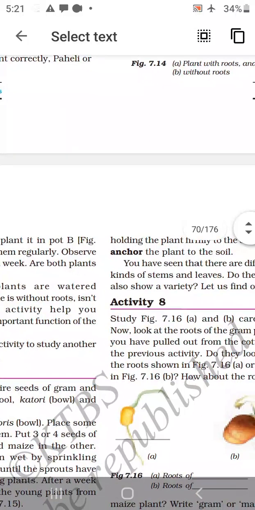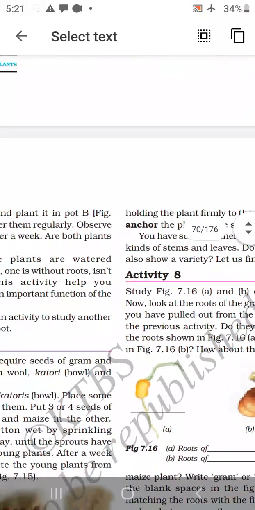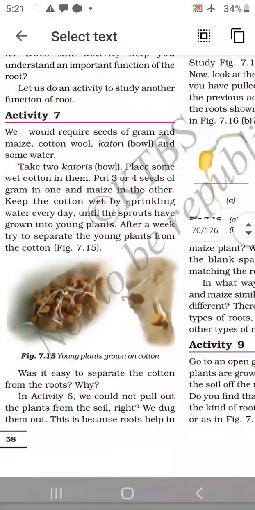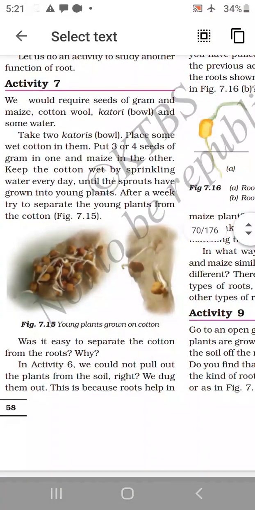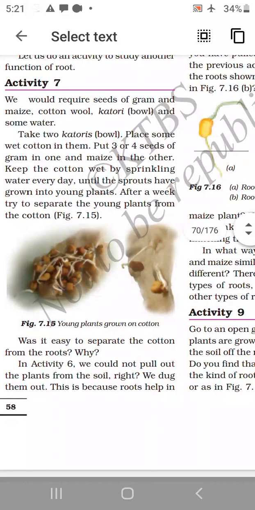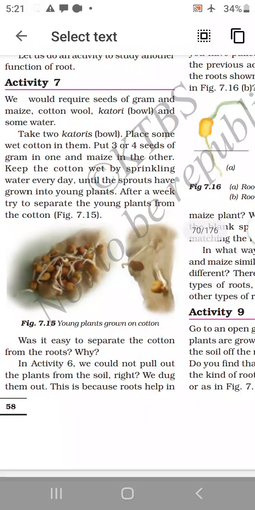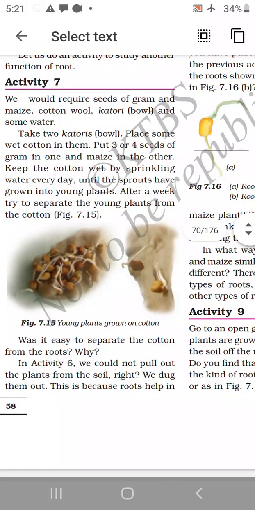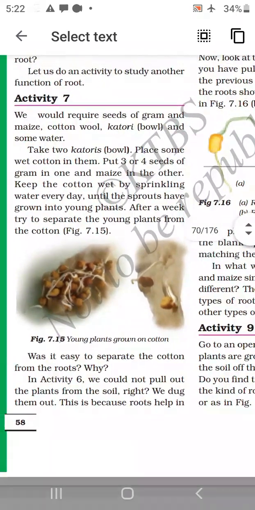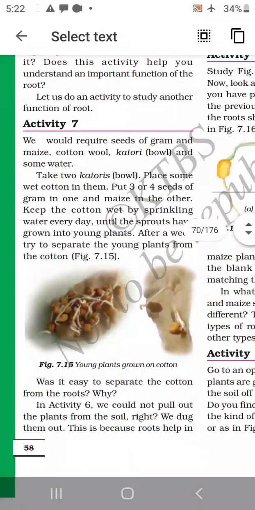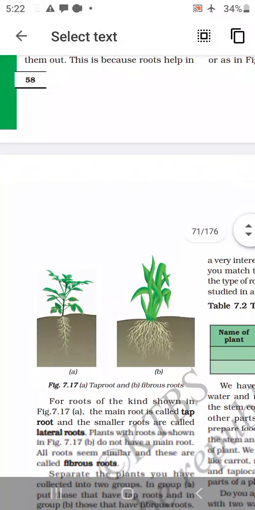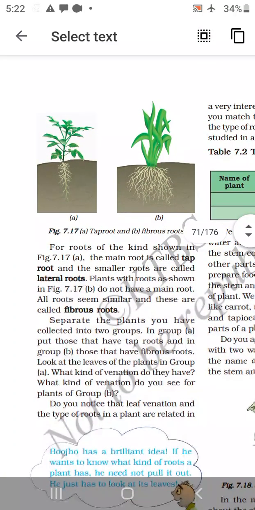Roots anchor the plant to the soil. You can do these activities and find out how roots help in holding the plant to the soil. Root is very, very important. Root absorbs the water and mineral salts.